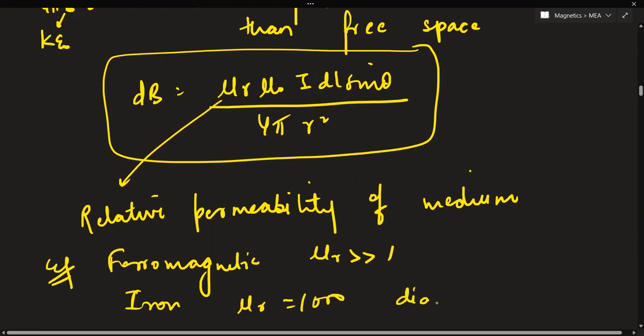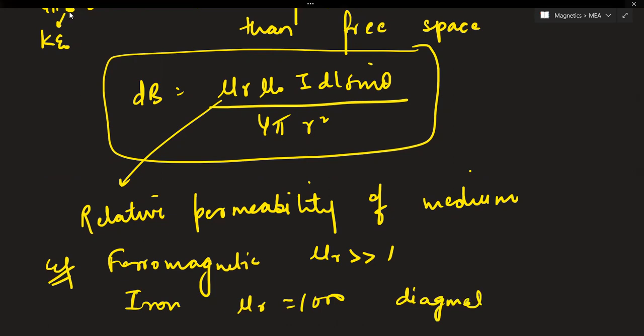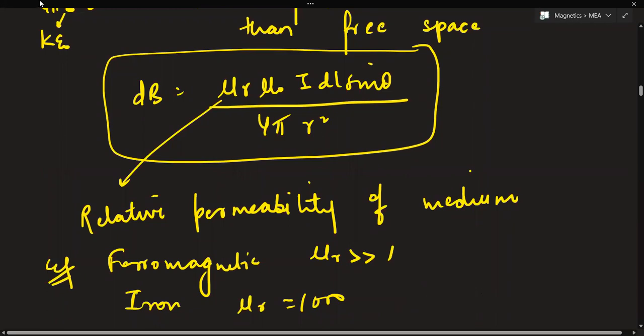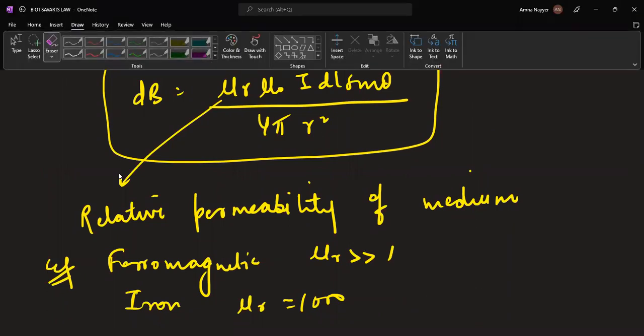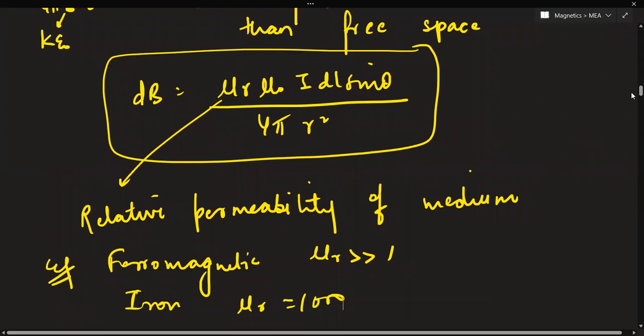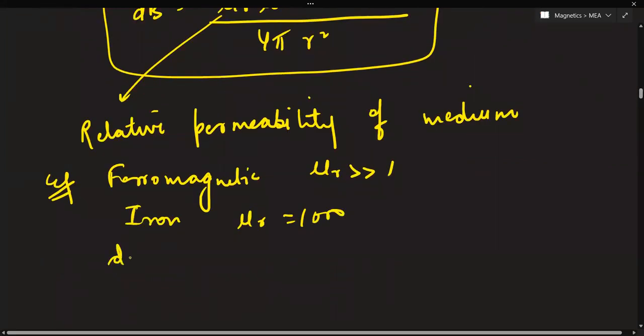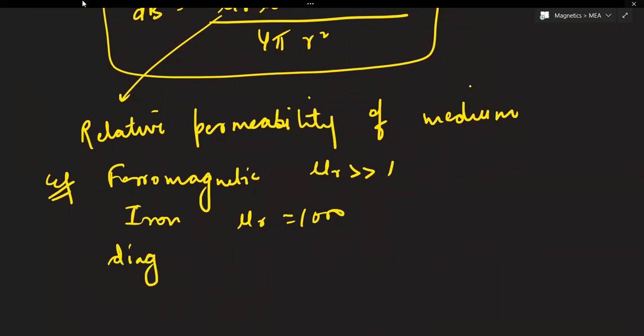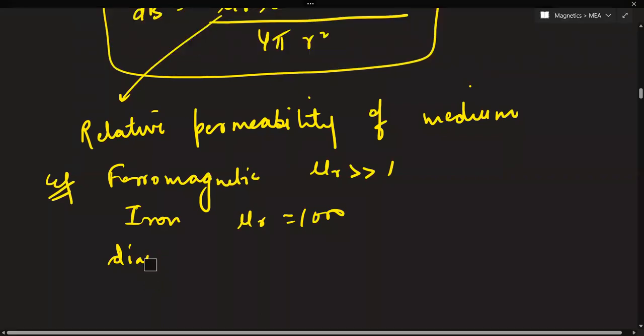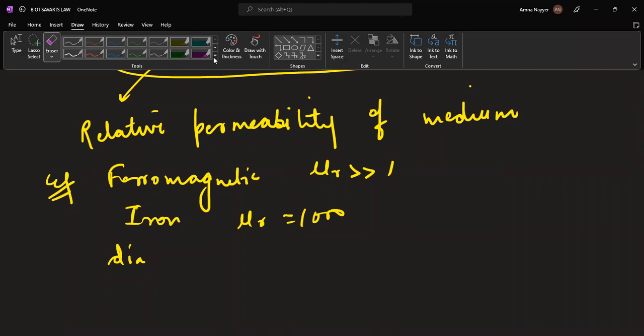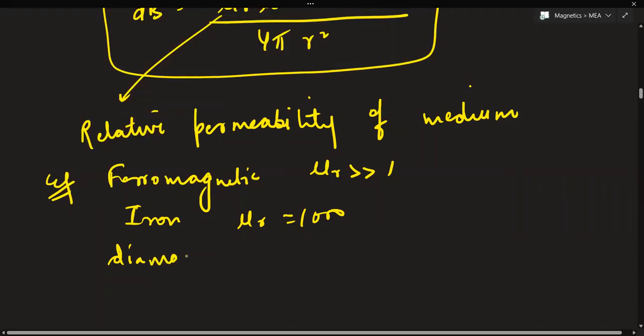For a diamagnetic substance, what are diamagnetic, ferromagnetic, ferrimagnetic, antiferromagnetic? All these you will study in the next chapter. For diamagnetic substances, the mu r value is less than 1. All these things you will be studying, how it is related to mu naught, mu r.